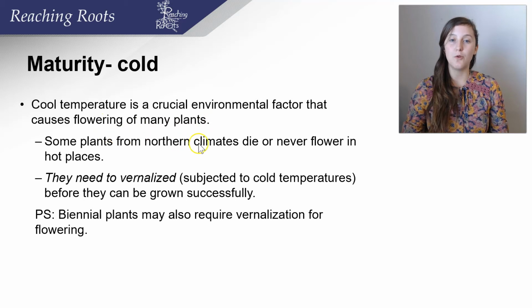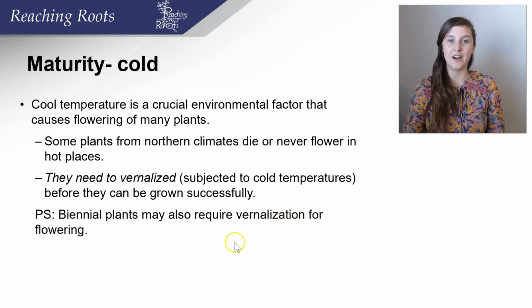Some plants from northern climates die or never flower if they're grown in hot places. That's because they don't get enough time that's cold. This time that's cold that they need is called vernalization. They need to be vernalized, which means subject to cold temperatures, before they can grow successfully and then flower. For example, did you ever wonder how the biennial plant, for example carrot, did not flower the first year? It actually required this cold time or vernalization before it could flower in the following spring.